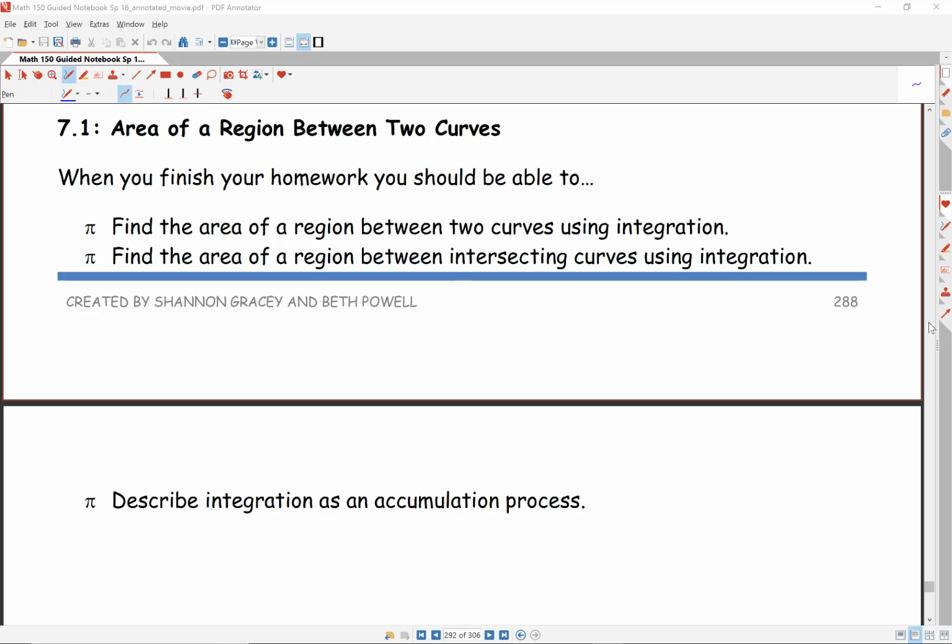We're going to be focusing on finding the area of a region between two curves using integration. So instead of just one curve and the x-axis, now we're going to be looking at the region in between two or more boundaries that are not necessarily just the x-axis. And we'll also be looking at integration as an accumulation process. So here we go. Let's check it out.